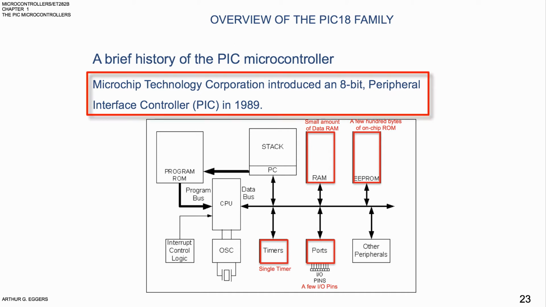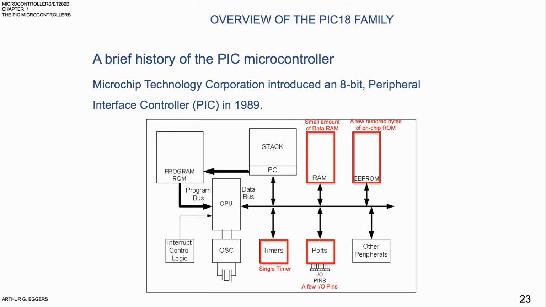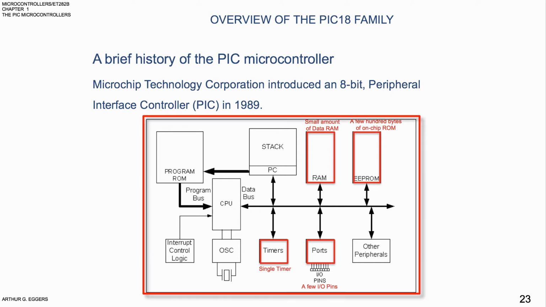The PIC18 came about in 1989 when the Microchip Technology Corporation introduced 8-bit microcontrollers called the PIC, which stands for Peripheral Interface Controller. This controller had small amounts of data RAM, a few hundred bytes of on-chip ROM for the program, one timer, and a few pins of I/O, all on a single chip with only 8 bits. And you can see from the diagram here, that's exactly what we're talking about.